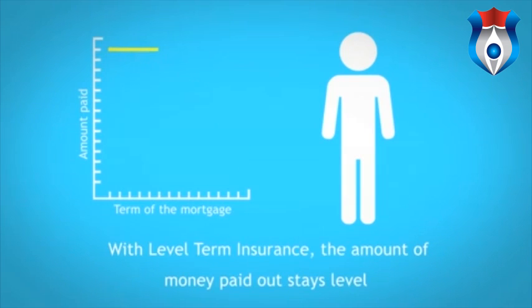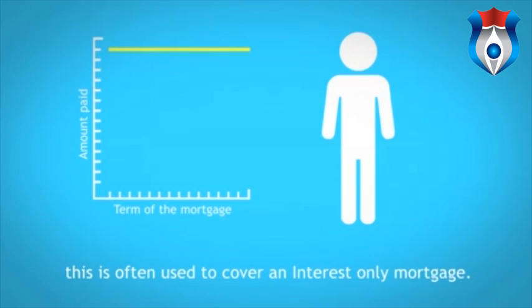With level term insurance, the amount of money paid out stays level. This is often used to cover an interest-only mortgage.